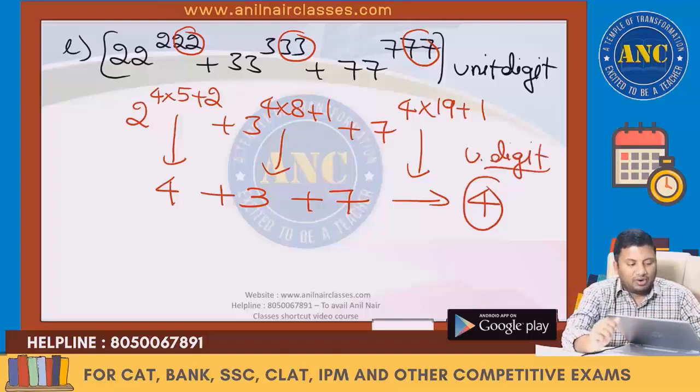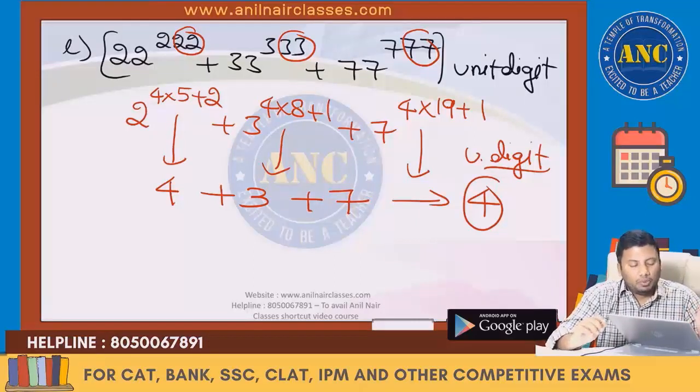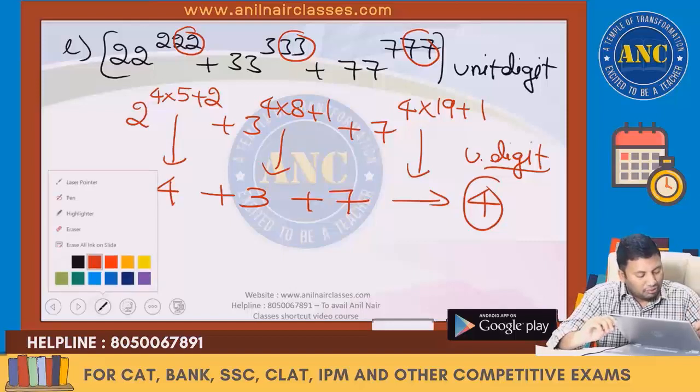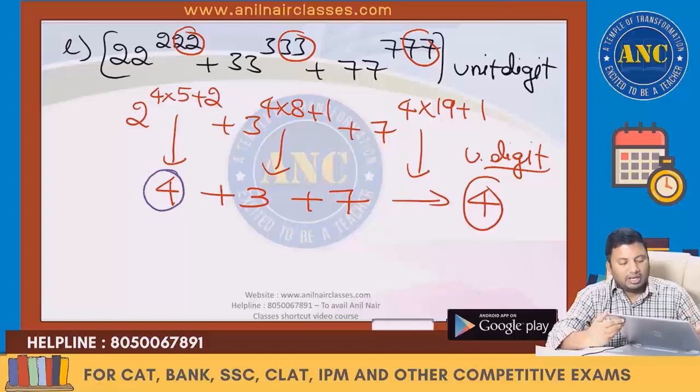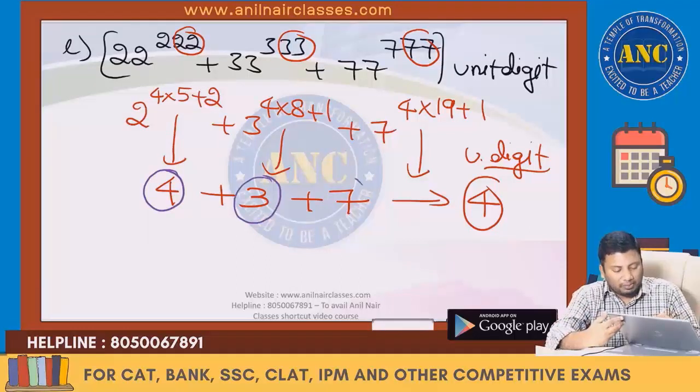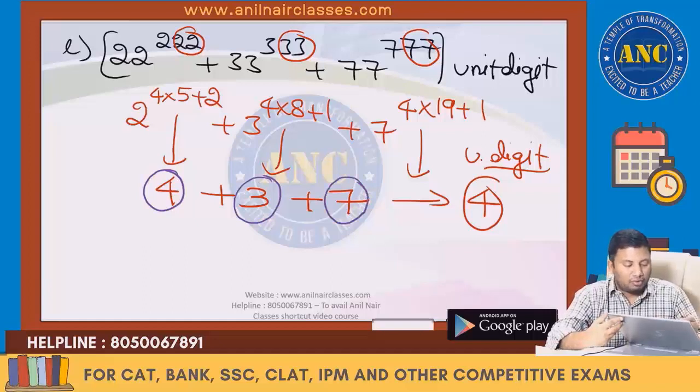Simply find out the unit digit of every number and add it. 2 power 22, it is 4 into 5 plus 2. A power 4k plus 2, it is a square. 3 power 4k plus 1, 3. 7 power 4k plus 1, 7. 4 plus 3, 7. 7 plus 7, 14. Unit digit is 4.